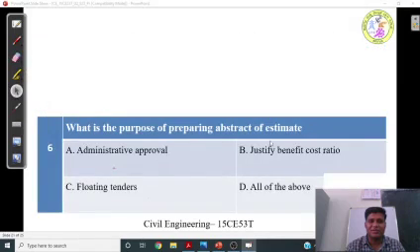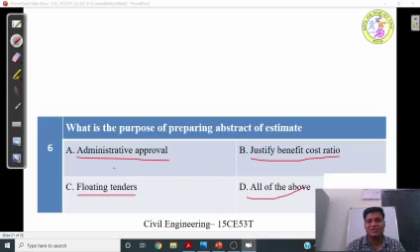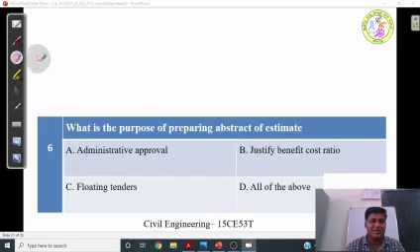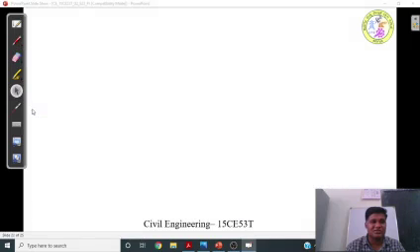What is the purpose of preparing extract of estimate? A. Administrative approval, B. Justify benefit cost ratio, C. Floating tenders, and D. All of the above. The right answer is all of the above. You need to get administrative approval, and also you have to justify the cost that you are going to spend on the building, and also for floating tenders for appointing contractors. For all this process, you need the abstract of estimate.